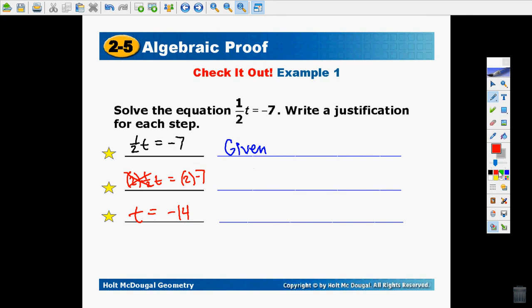I need to justify these steps though. Okay, so I multiplied by 2 on both sides. What is that called? When I do it on both sides and I'm multiplying, that's the multiplication property of equality. And canceling the 2 and the 1/2, and the 2 and the negative 7, that's simplifying. So typically after you have a property of equality, you're going to have simplify. Okay, so how'd you get from 2 times negative 7 to negative 14? Oh, that's just a simplify.